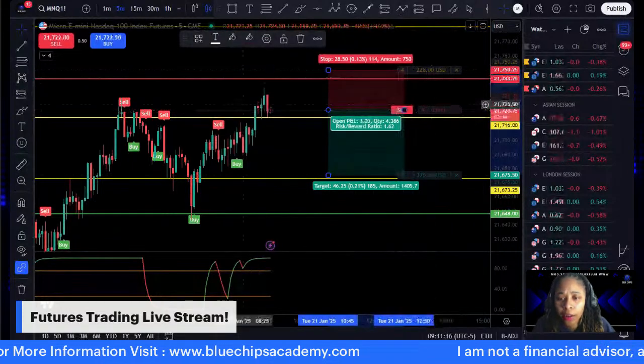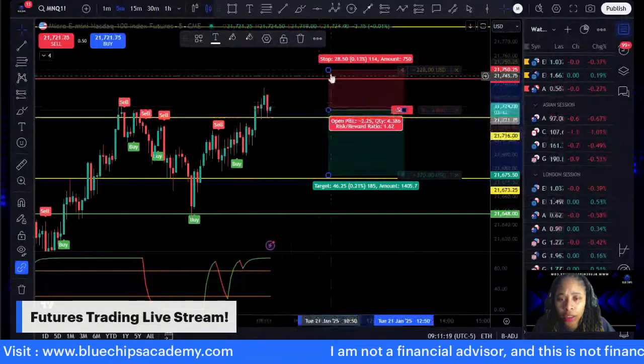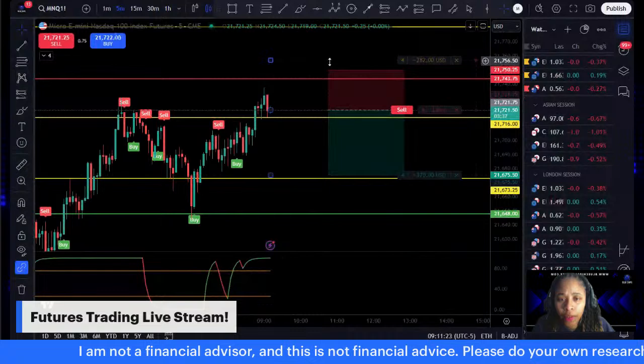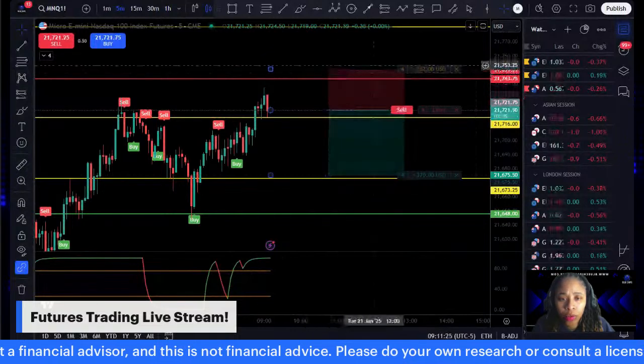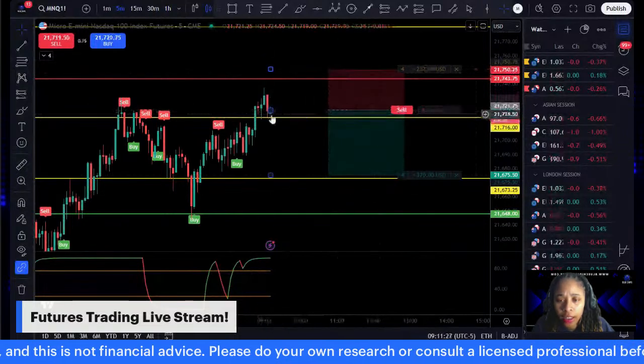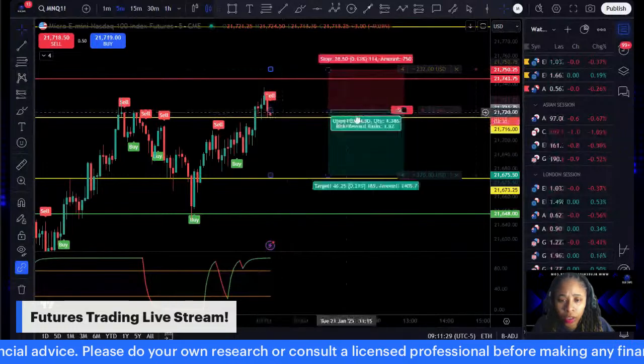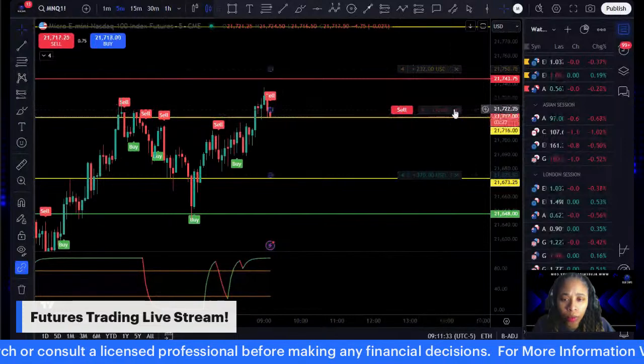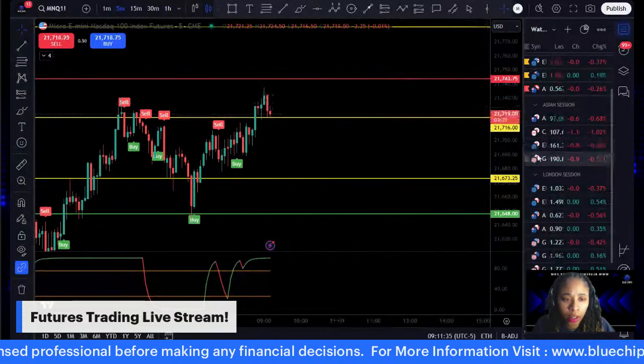Now I know that with 4 contracts, that's if I stay within this 114 tick spacing here. So we'll see. It looks like we might be getting a sell signal here.